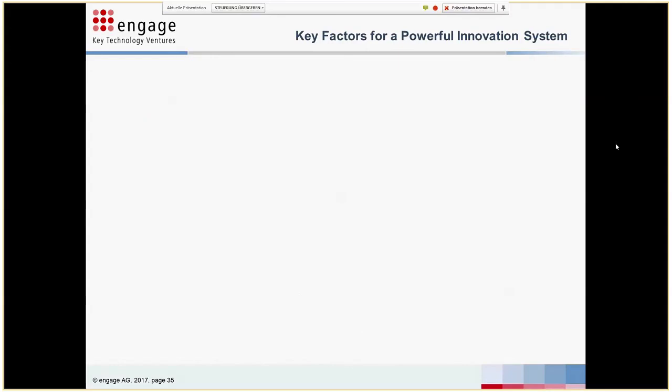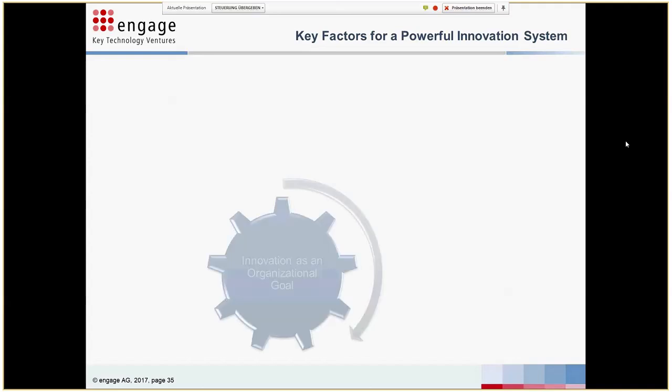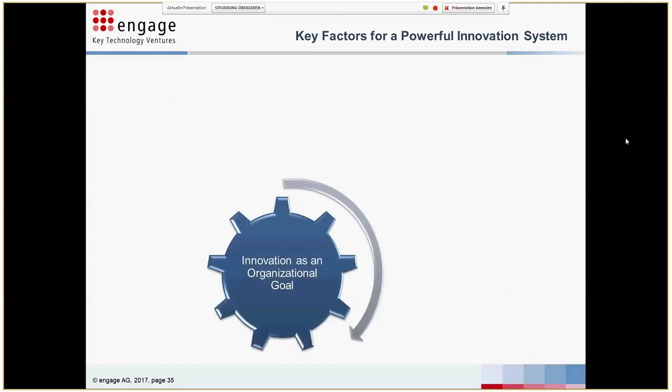Of course, one could talk endlessly about these things. So I will limit myself to 3 factors I found out in the last decades to be important. The first thing is your organization has to accept and formulate innovation as an organizational goal. Typically, if you're, for example, a university, your goals are teaching, education, and research. If you want to be an innovative organization, you have to accept a third goal, innovation. And you have to live this.